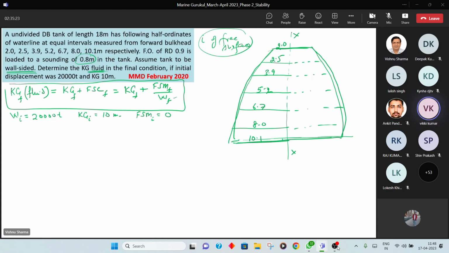We will take half ordinate, sir. No, don't say this. I'm asking you, if you take full ordinates, instead of 2 you take 4, instead of 2.5 you take 5. Can you calculate taking 4 and 5 and 7.8? Can you calculate I about x? Yes or no? Yes, you can calculate. We can calculate. How? Tell me how you can calculate by taking full.